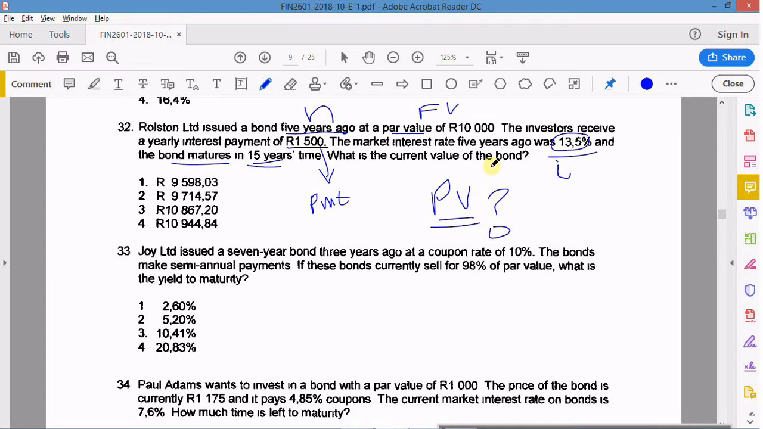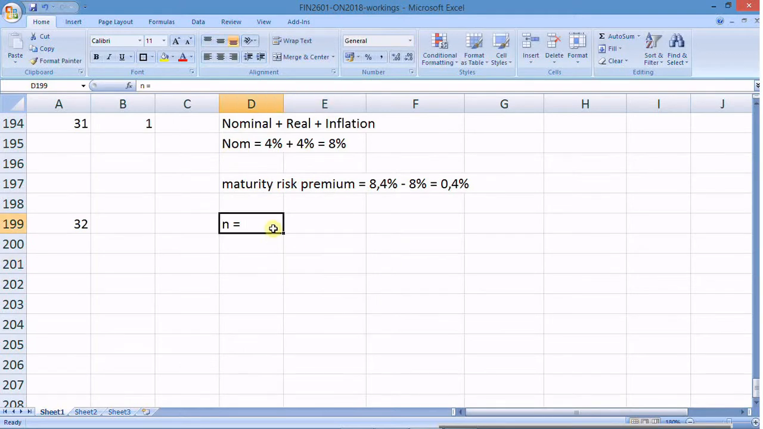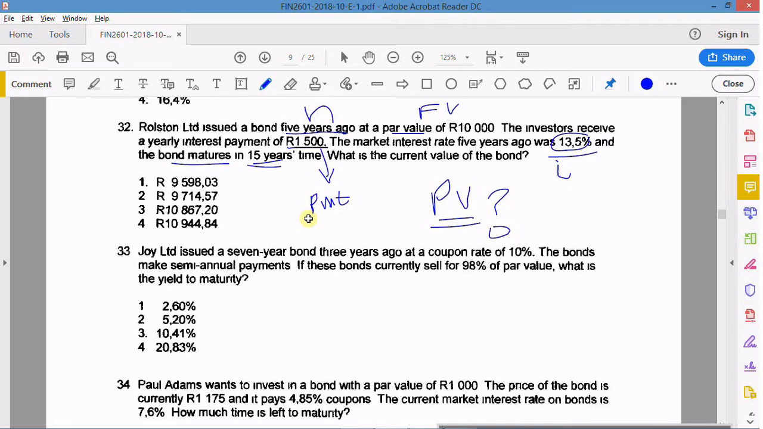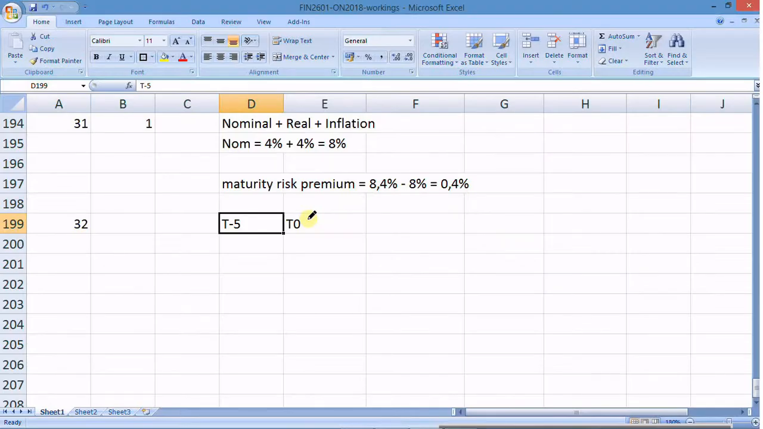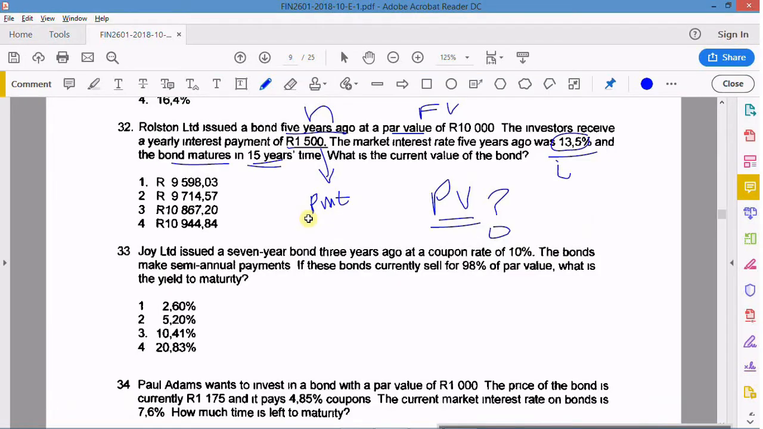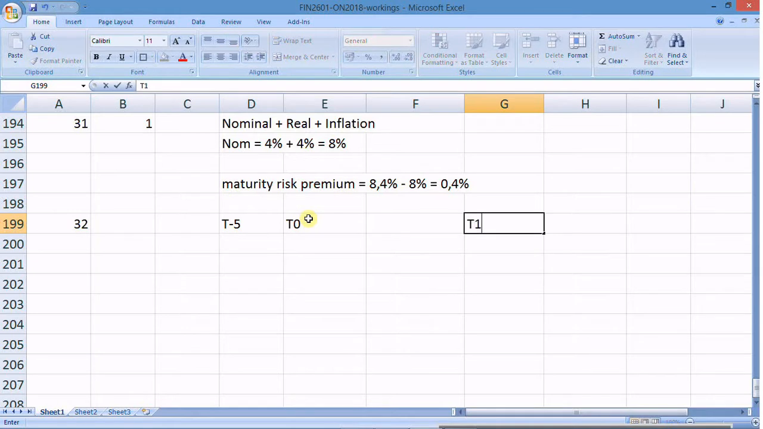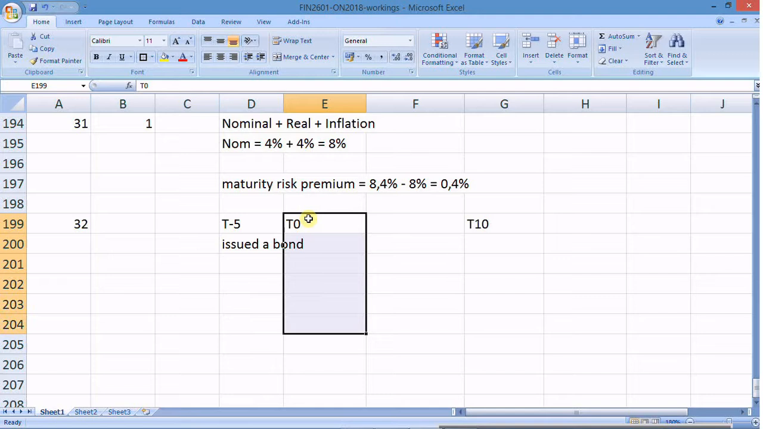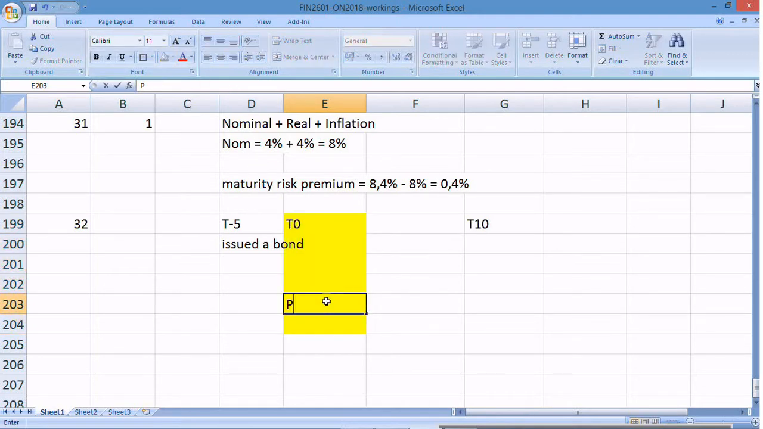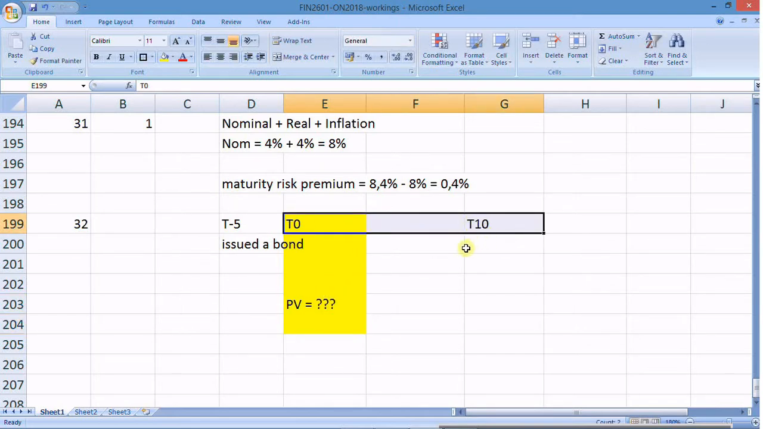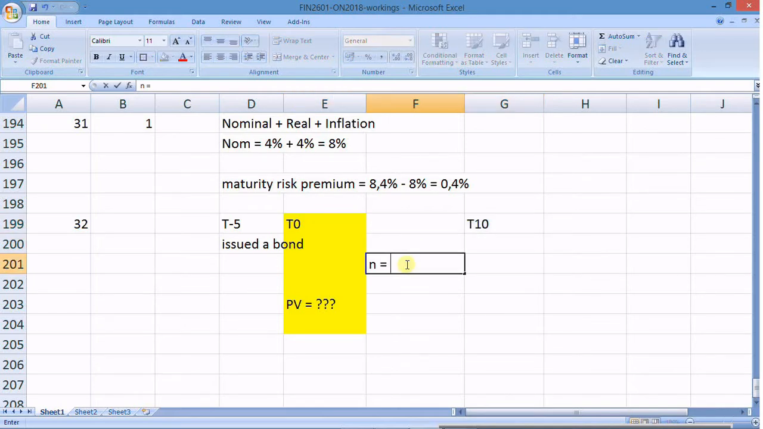For the current value of the bond, we need to draw a picture just to see what's happening here. So T0, T minus 5. The bond was issued 5 years ago at a par value of 1000. The bond is how many years? 15 years. So this will be T10. Does that make sense? Yes. Looking at the current value, PV equals question mark. That's what you're working out. How many years left do we have of the bond? 10 years. So N is 10 years remaining.